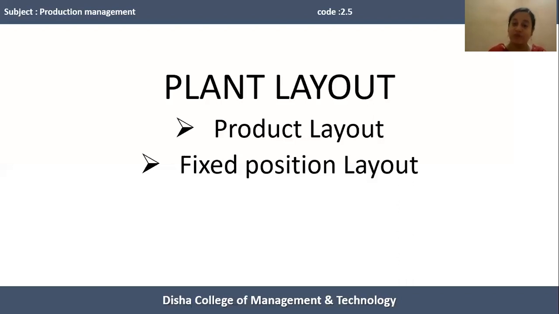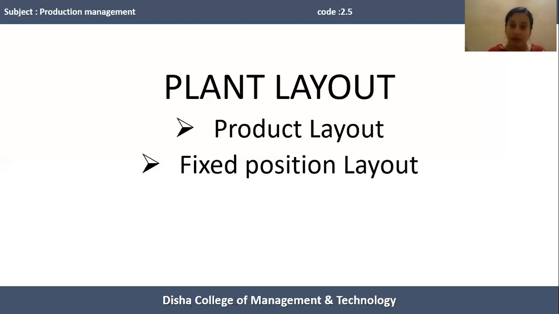So process layout involves arranging or grouping of similar machines in one department, and the product moves from one department to another department for production, or we can say the product moves from one workstation to another workstation. So in case of process layout, what will the production manager do? First the production manager identifies or locates various departments according to the requirement of production, and after that he has to install similar types of machines in a particular department, and the product has to move from one workstation to another workstation for manufacturing.